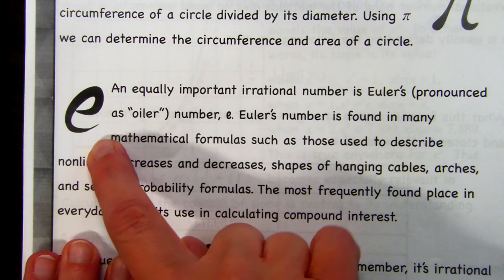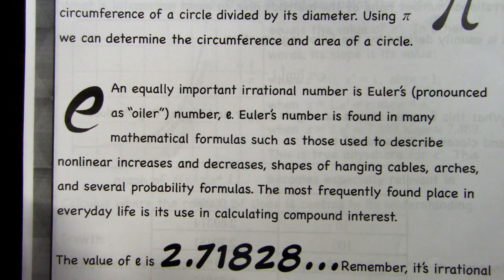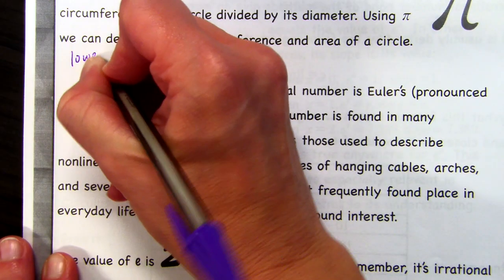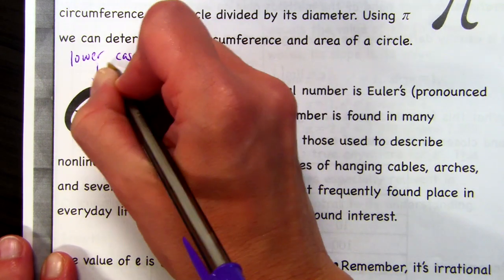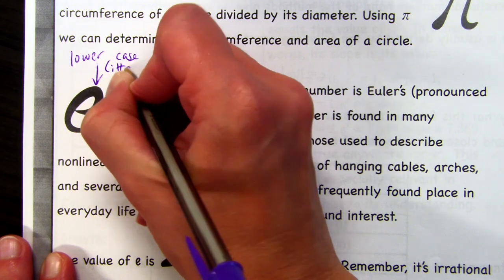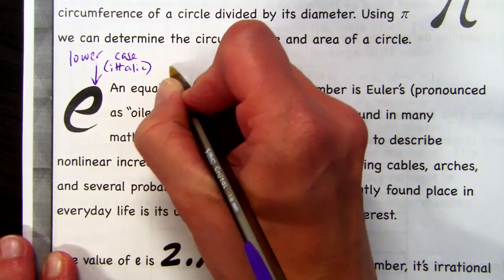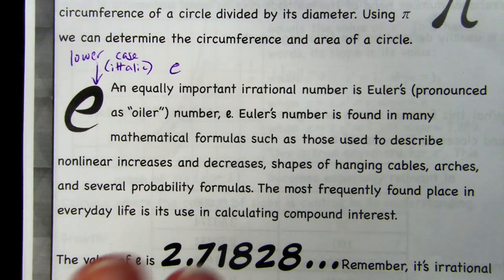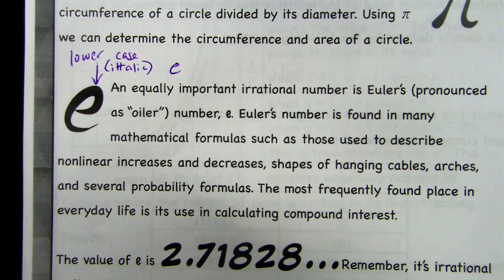Then we have e. I want you to take some notes on this. This has to be lowercase, and it's really also italic, which is hard to do when you write it, but it's just like a little curly lowercase e. It cannot be used with capital. This is a math symbol that has meaning, okay?